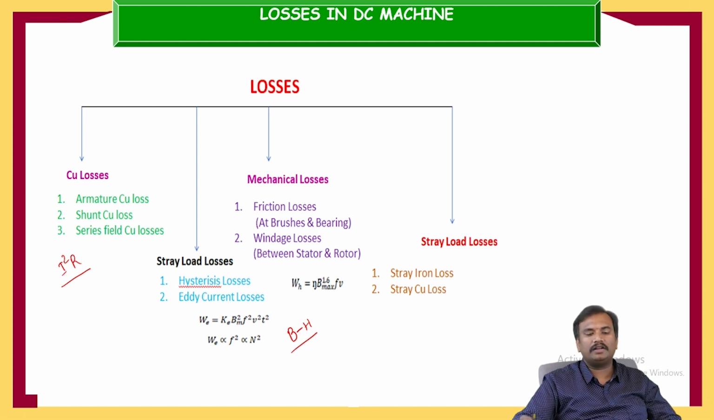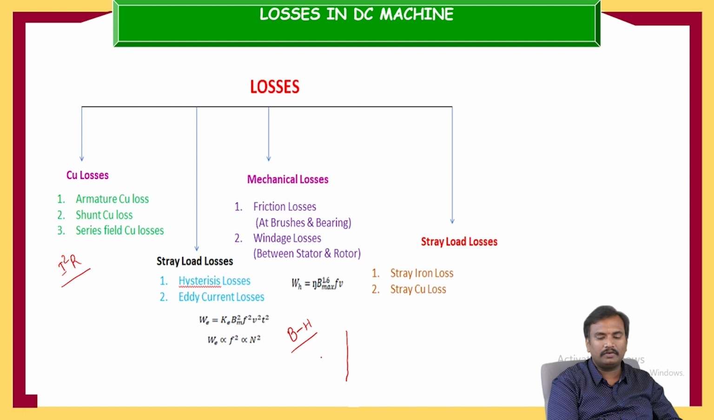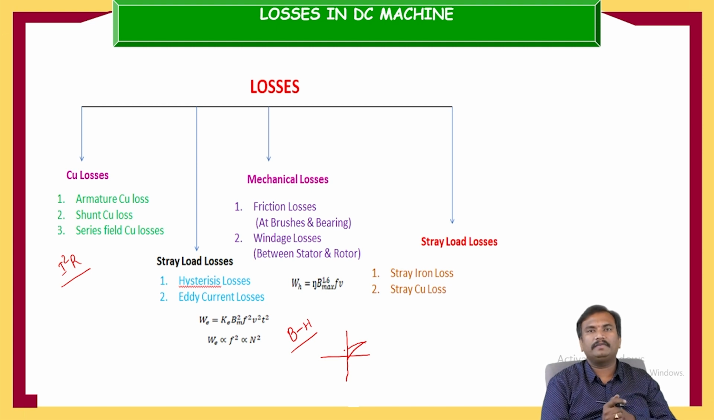Based on the BH curve, there is going to be some curve. When we increase the field intensity, the magnetic flux density will increase. When we decrease the magnetic field intensity, it will not immediately become zero. It will retain some value because of the magnetic property. Let us take one example.